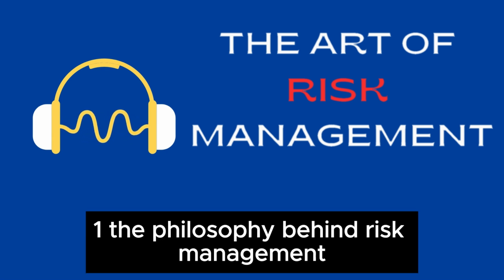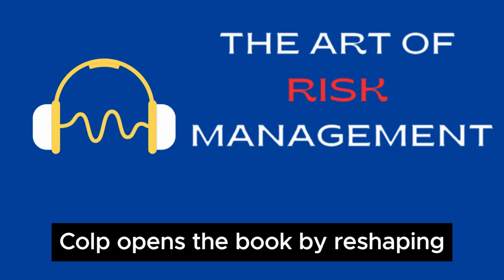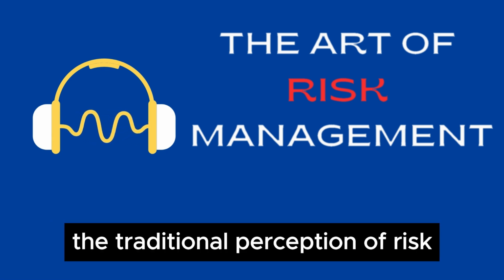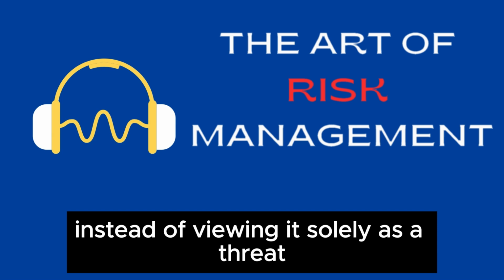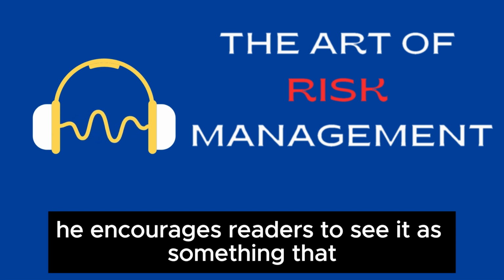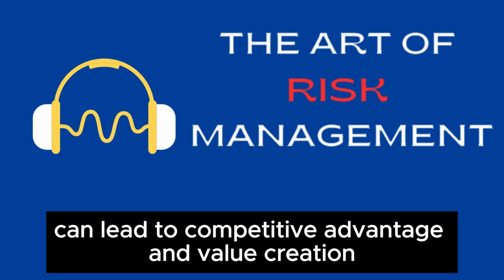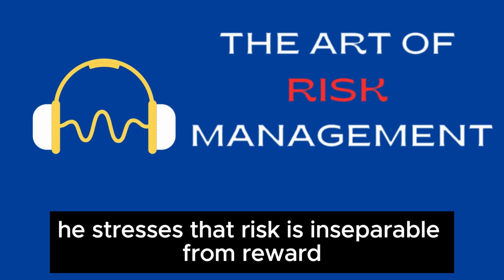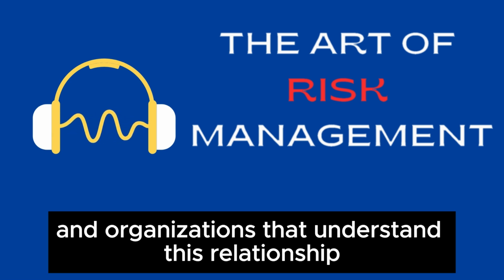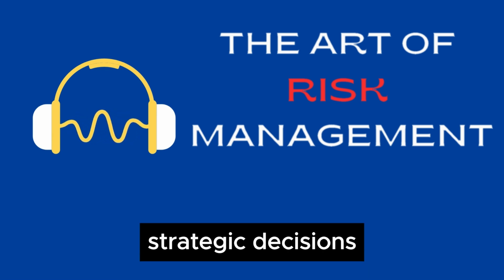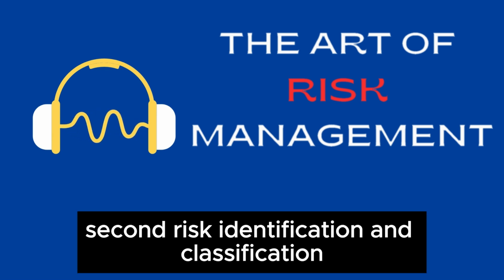1. The philosophy behind risk management. Culp opens the book by reshaping the traditional perception of risk. Instead of viewing it solely as a threat, he encourages readers to see it as something that, if handled correctly, can lead to competitive advantage and value creation. He stresses that risk is inseparable from reward, and organizations that understand this relationship are better equipped to make informed strategic decisions.